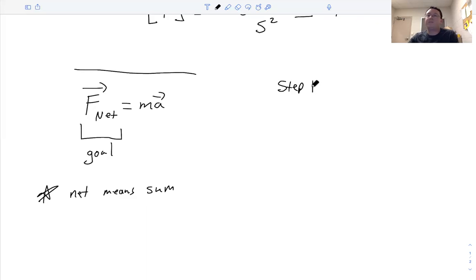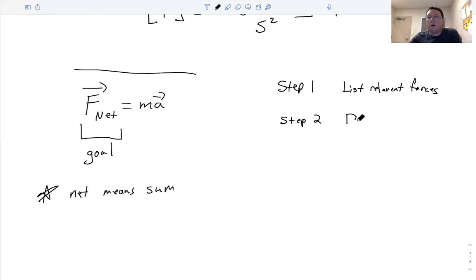Step one, list the relevant forces. There are nuclear forces, there are other kinds of forces, but if they're not relevant to the dynamics that we're watching, then we don't bother. For example, in this class, we'll never talk about nuclear forces.